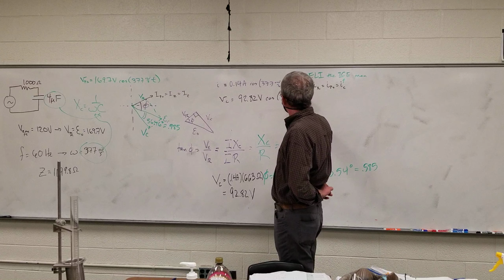But Kirchhoff's rules apply to the instantaneous values. If I go from this point to this point, either path, I should have the exact same voltage, so my voltage across my power supply should be the same as the sum of my voltages across here. And those are instantaneous values.